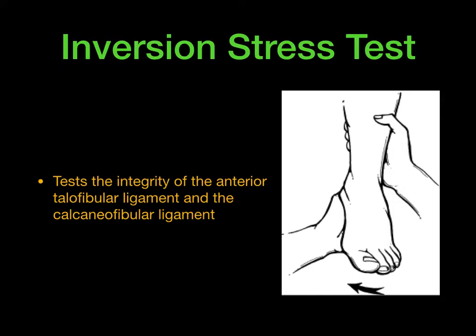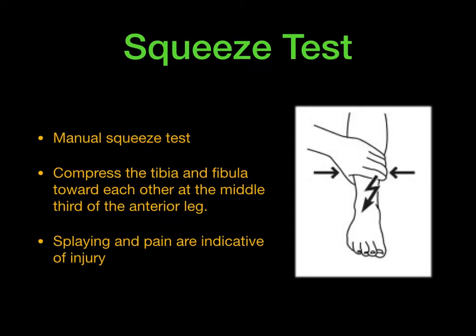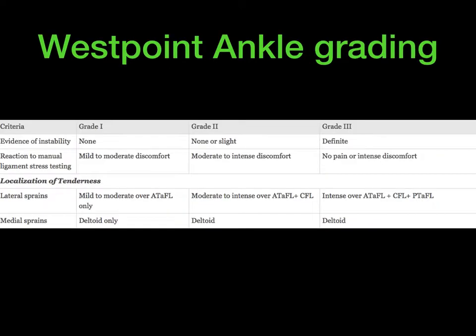The inversion stress test, in which we test the integrity of the anterior talofibular ligament. The squeeze test for the syndesmosis, in which we compress the tibia and fibula towards each other in the middle third of the anterior leg. If there is a splaying and the pain, they are indicative of the injury.